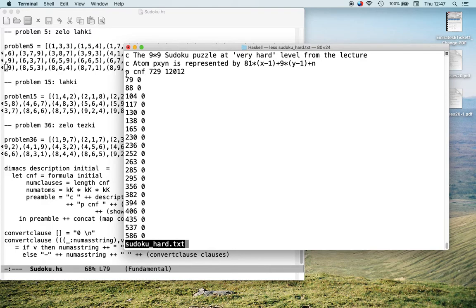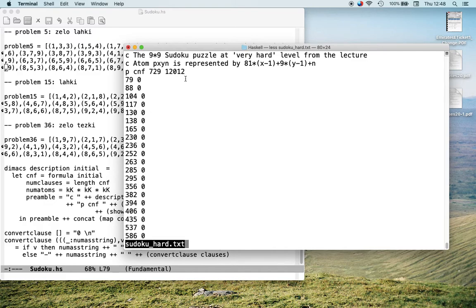And so this is saying we are giving a formula in conjunctive normal form. It has 729 variables in it, so those are numbered from 1 through to 729, and this is our way of understanding what they mean. So if we use the inverse formula to this, we can view any such variable as a p, x, y, n variable. And in this case, we've got 12,012 clauses.